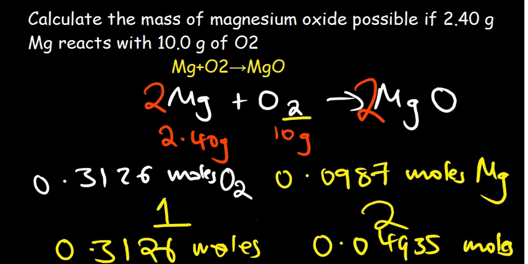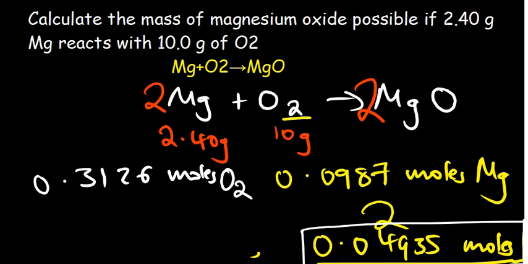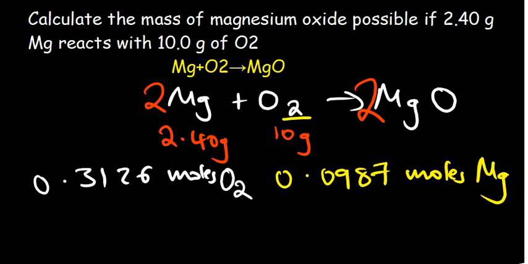So which one is bigger? The one that is bigger is in excess, and the one that is smaller is limiting. We can clearly see that the number of moles of magnesium, after dividing by the mole ratios, is actually smaller. So in this case we can conclude that it is the limiting reagent. That is the shortcut for determining which one is the limiting reagent. So you now know how to determine the limiting reagent by using the mole ratios and the number of moles.